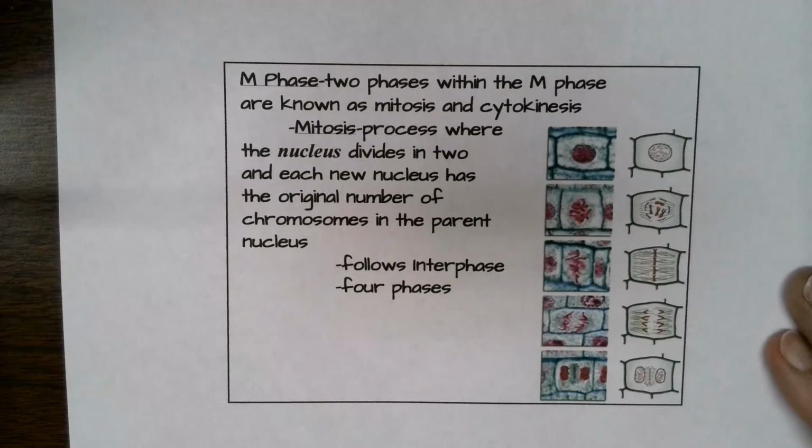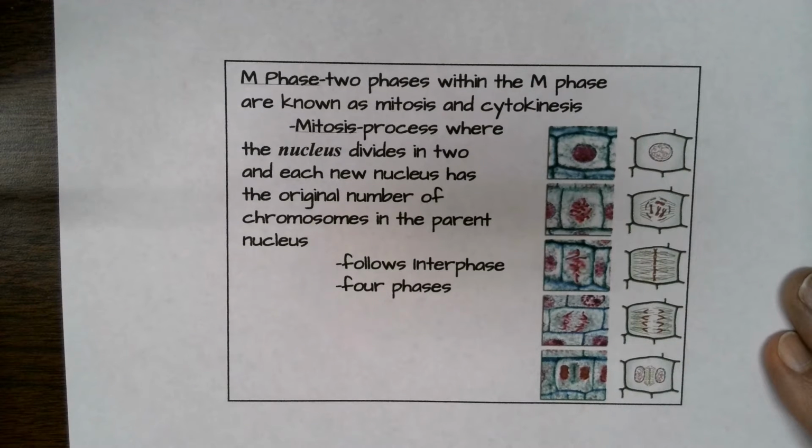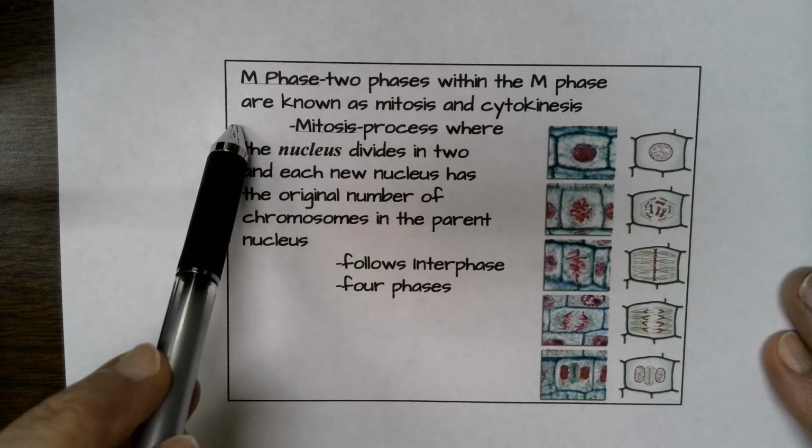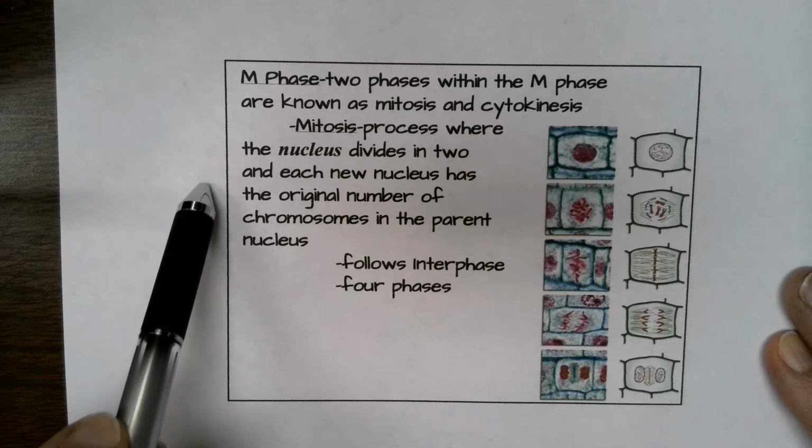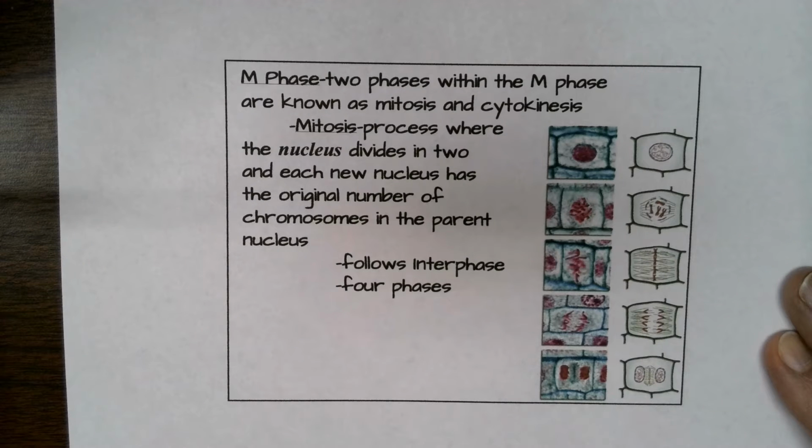All right, so then the M phase. Within the M phase, there are two phases, mitosis and cytokinesis. So mitosis is specifically nuclear division. So notice that that's italicized. You might want to highlight that.